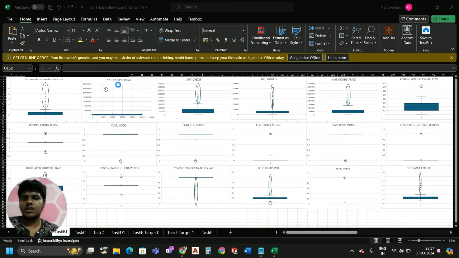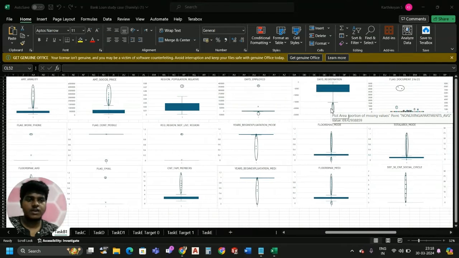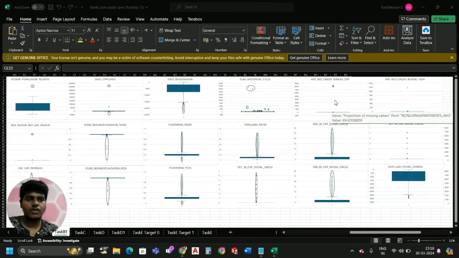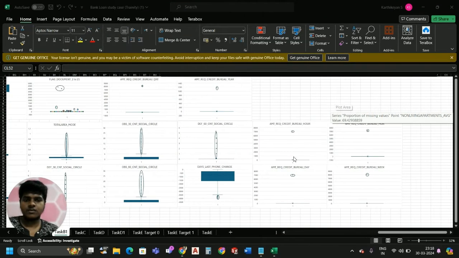Here the amount income has one outlier, which is around 11 crore 70 lakh. For amount credit, there are a few outliers, where the amount credit is above 40 lakh, so that is also one. These are the other outliers found for each column.